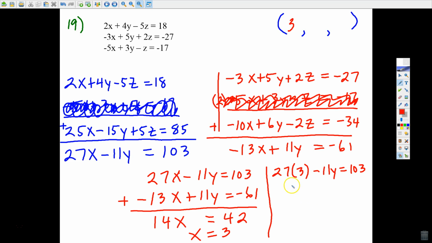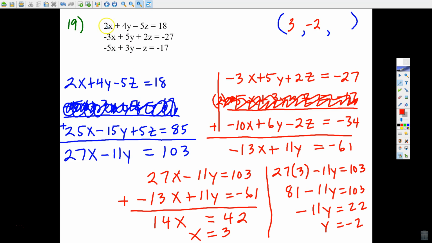27 times 3 is 81. Subtract 81 from both sides, and that should be 22. And we end up with y is negative 2. 2 down, 1 to go. Okay, Catherine, how am I going to get z? Okay, does it matter which? Okay, I'll let you choose.